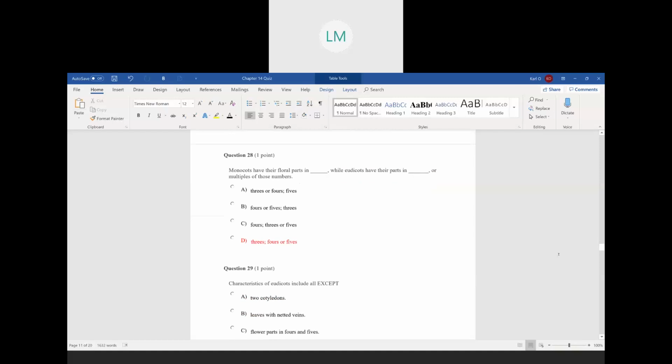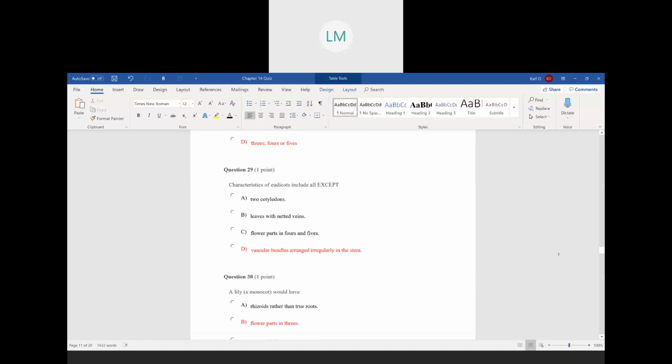Question 28. Monocots have their floral parts in blank, while eudicots have their parts in blank or multiples of those numbers. So monocots have flower parts in 3s. Eudicots have their flower parts in 4s or 5s. So choice D is the correct answer there.